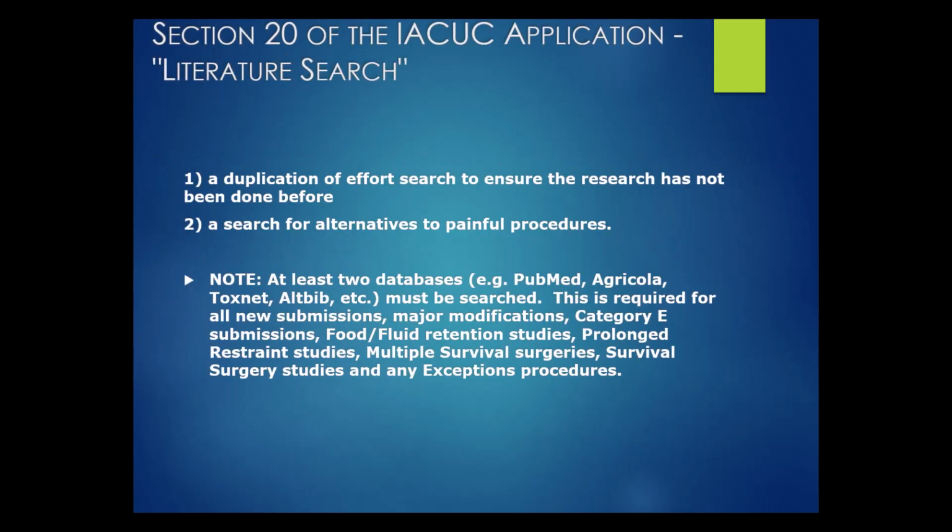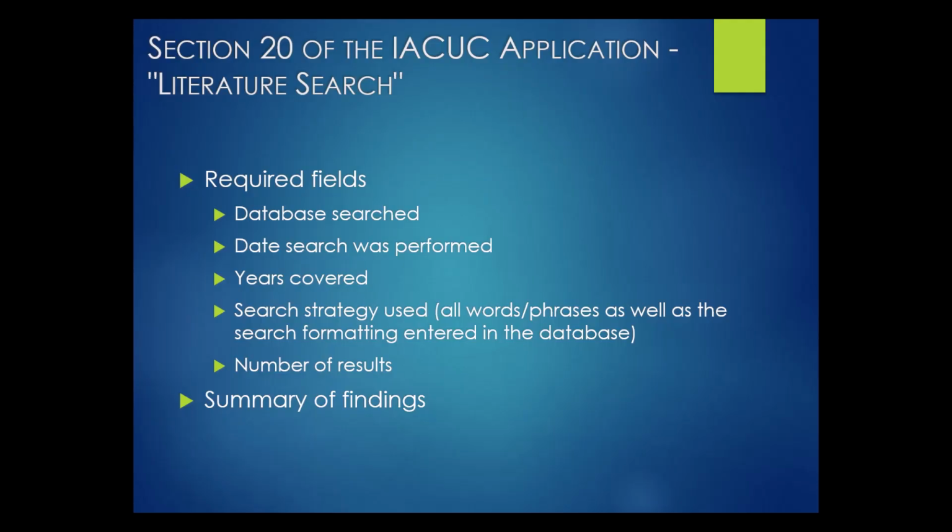As a quick reminder, Section 20 of GW's IACUC application is the part that requires researchers to perform two literature searches. One showing that their work has not already been done, i.e. a non-duplication literature search, and a second one looking for alternatives to any painful animal procedures described in the application. Searches must be done across two databases for each topic, for a total of 4 searches. And here are the required fields for those searches. That is what you will need to report in Section 20.